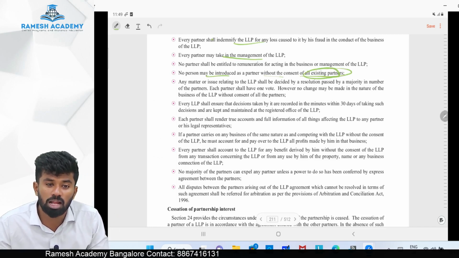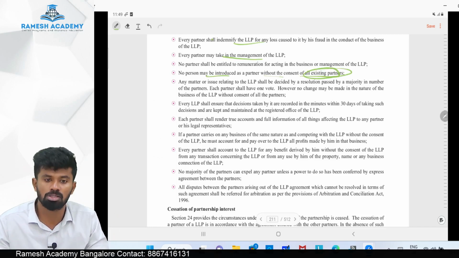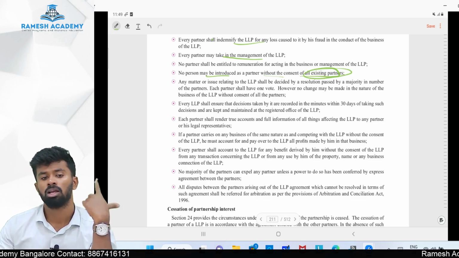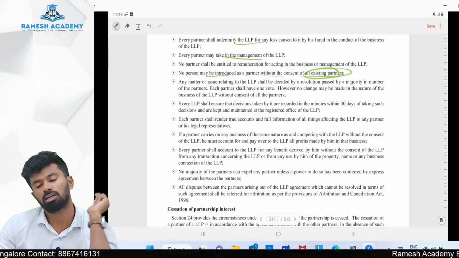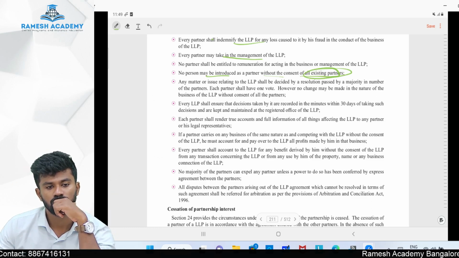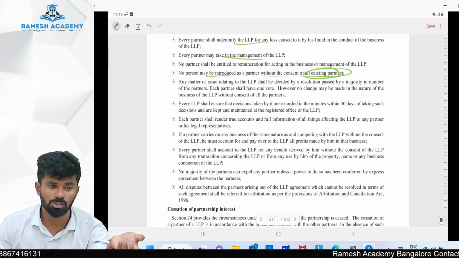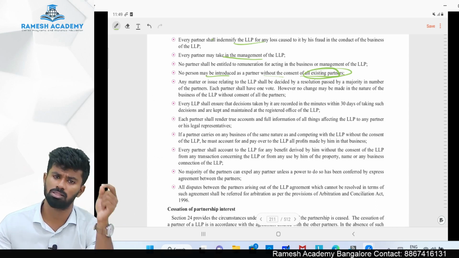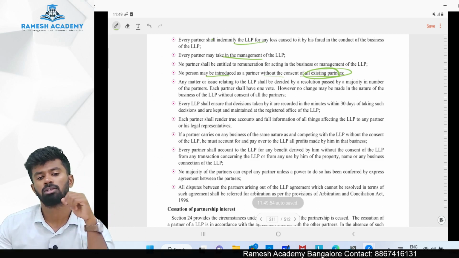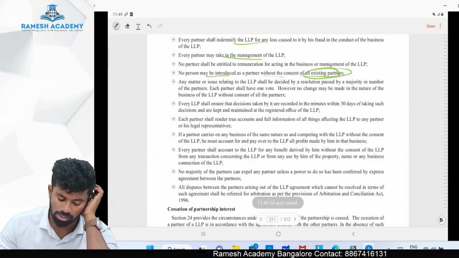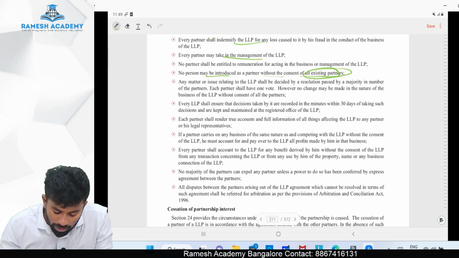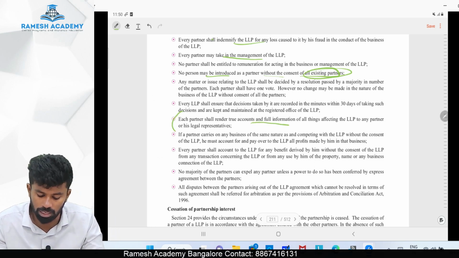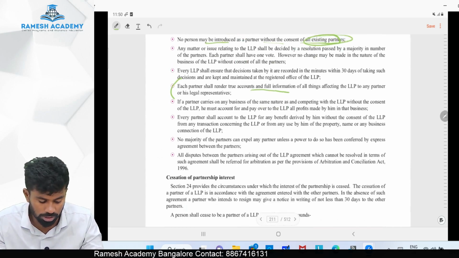No name change can happen without the consent of all the partners. No change of registered office can happen without the consent of all the partners. These are applicable only when the agreement is silent. If the agreement provides otherwise, you have to follow the agreement. So only when you have not included all these things in the partnership deed, then the law says these are the rights. Okay. Every partner shall render true accounts and full information of all things affecting the LLP to any partner or his legal representatives.